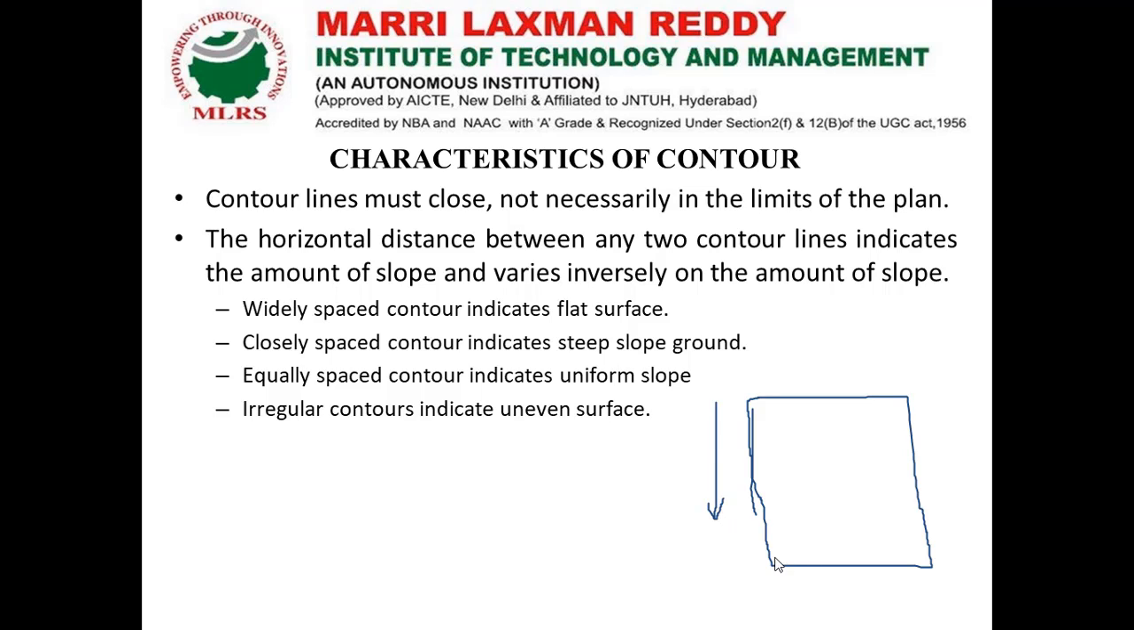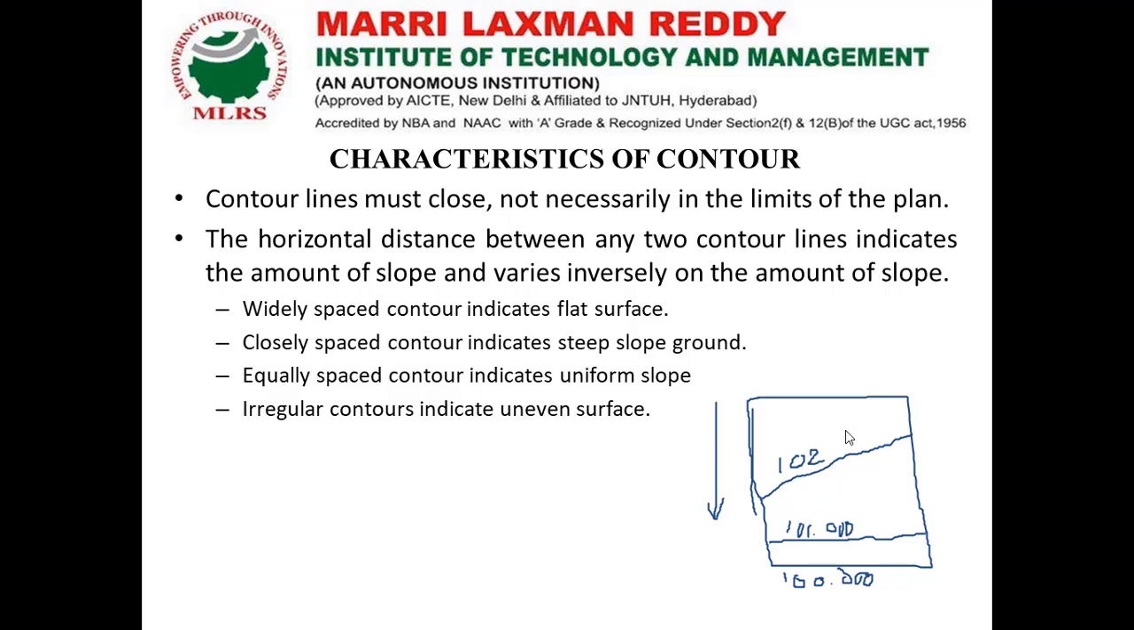Now, if I take this as my base point, that is 100 meters. And if I go to 101 meters, the line should be like this. This is my 101 meter line. The next line is 102, and likewise it can keep increasing.